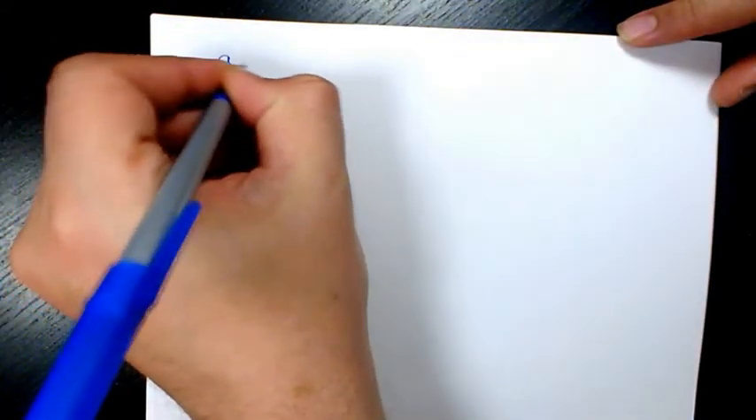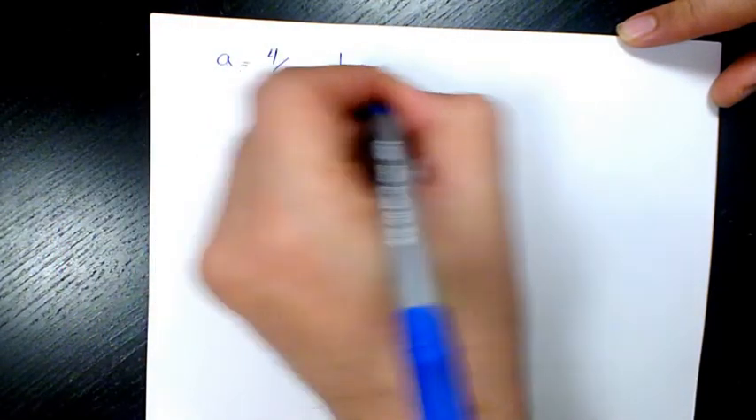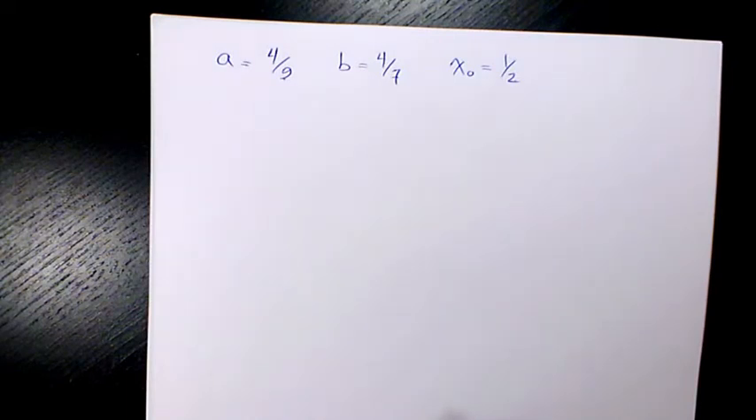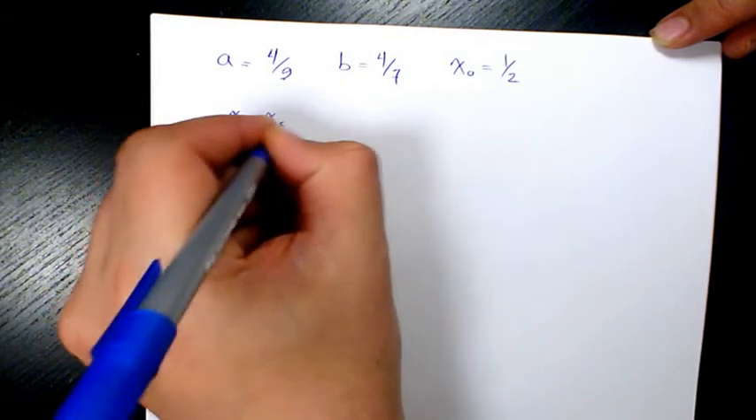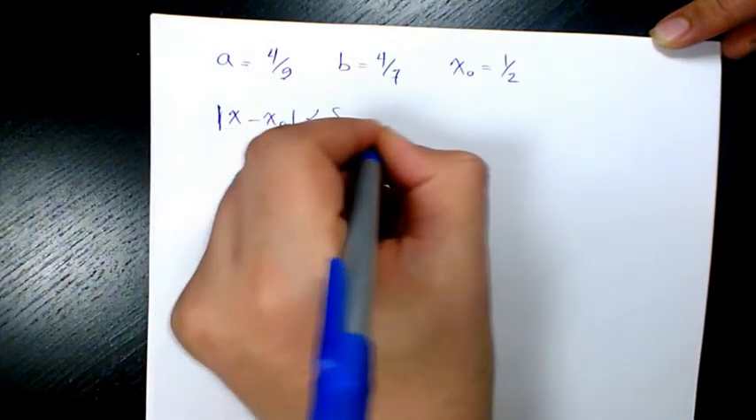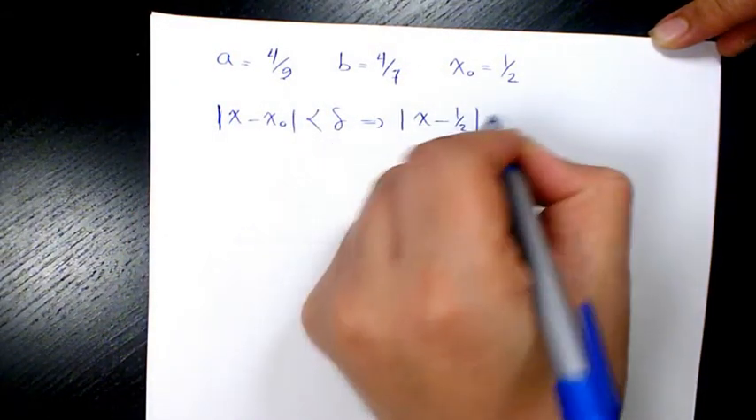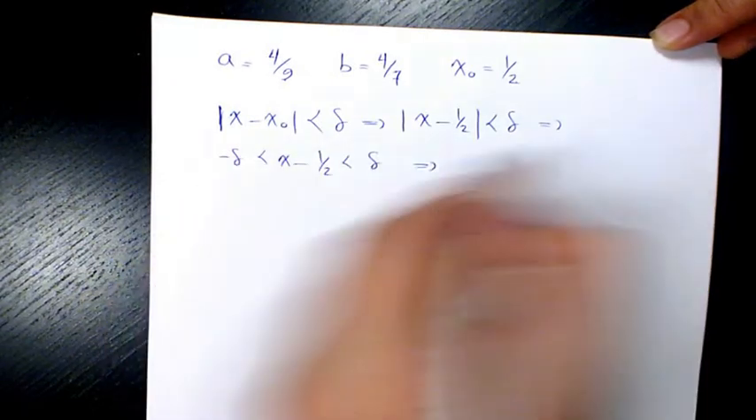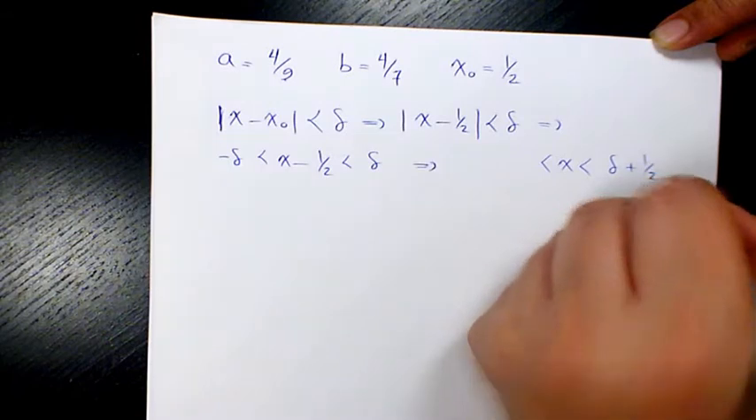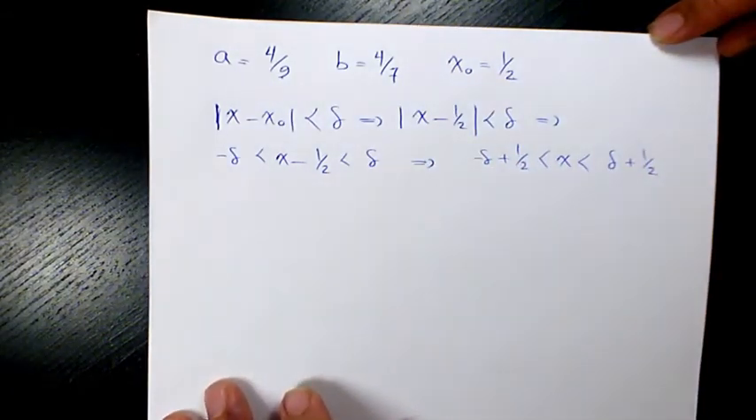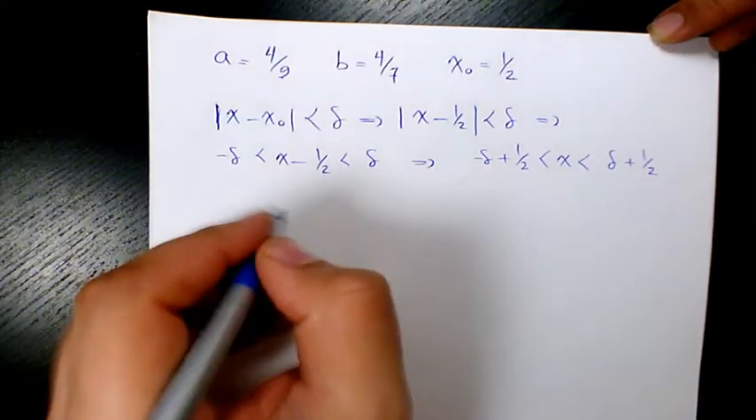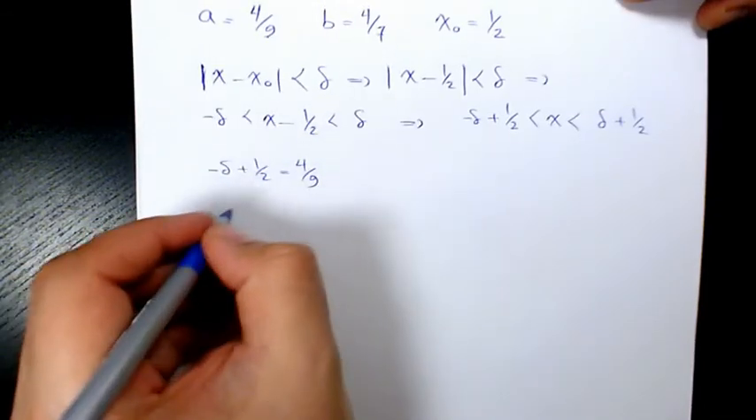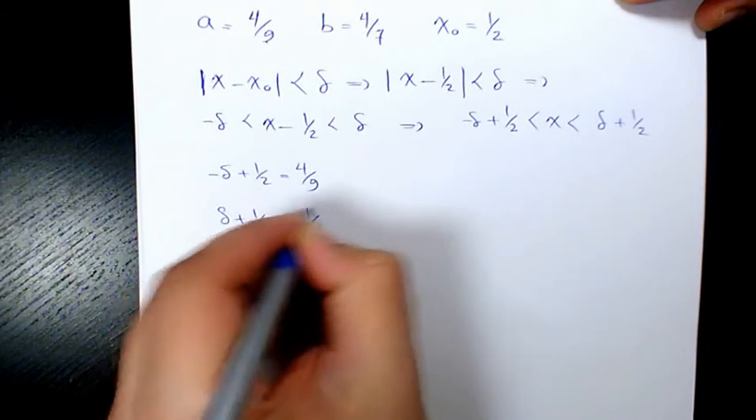Next one, A is 4 over 9, B is 4 over 7, and x naught is 1 over 2. So you can say the absolute value of x minus x naught is going to be less than delta. So x minus 1 over 2 less than delta. So x minus 1 over 2 is between negative delta and positive delta. And then we add 1 over 2 to each side. It's going to be negative delta plus 1 over 2, delta plus 1 over 2. Then we have negative delta plus 1 over 2 equals 4 over 9, and delta plus 1 over 2 equals 4 over 7.